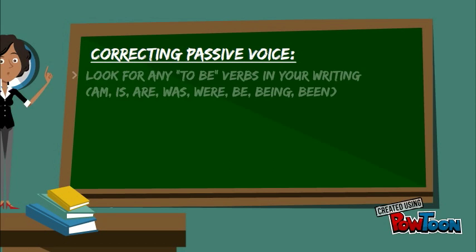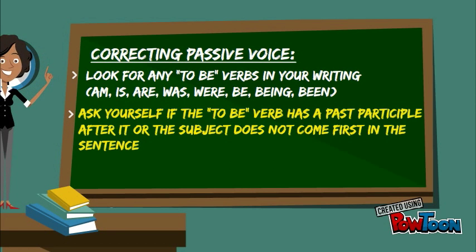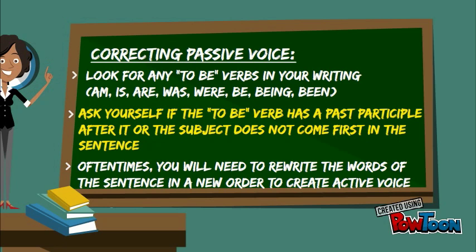Correcting passive voice. Look for any to be verbs in your writing. Then, ask yourself if the to be verb has a past participle after it or the subject does not come first in the sentence. Oftentimes, you will need to rewrite the words of the sentence in order to create active voice.